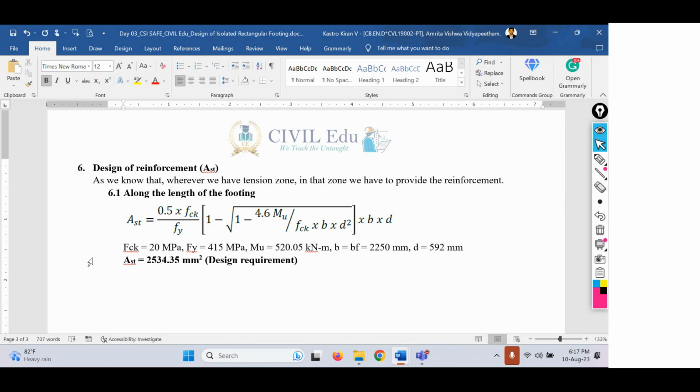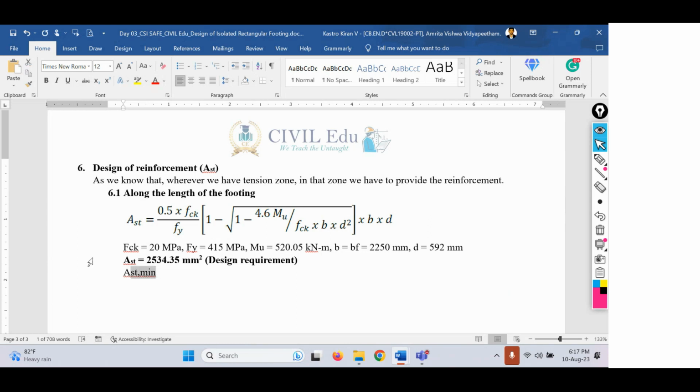But in actual scenarios, we cannot provide exactly this much. So we have to round off this value. So how to round off this value? In order to round off this value, we first have to calculate the minimum reinforcement, Ast minimum we will call it. The minimum reinforcement that is available.